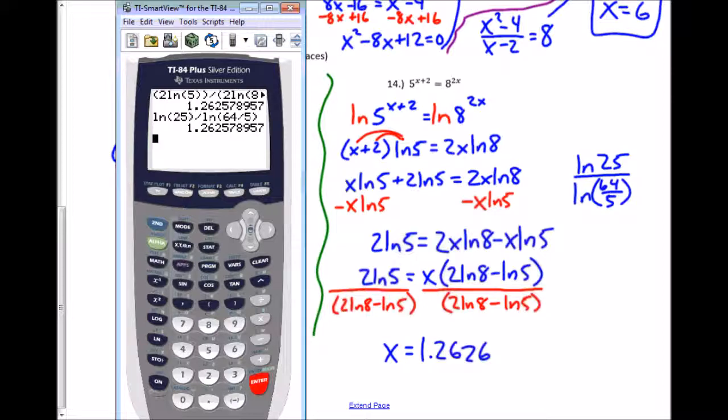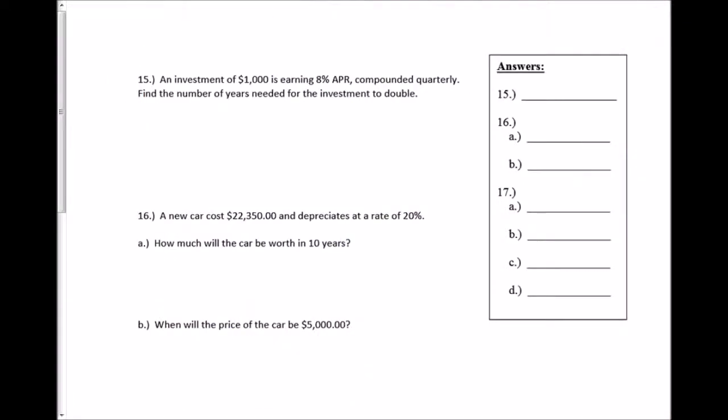If I look at the next one, we've got an investment of $1,000, earning 8% APR compounded quarterly. We want to find the number of years needed for the investment to double. A couple quick things here. It's being compounded quarterly, not continuous, so I know I'm going to use my standard model for growth, y equals a times 1 plus r raised to the t. I know it's growth because I'm investing, which means I want to get more money out than I put in.